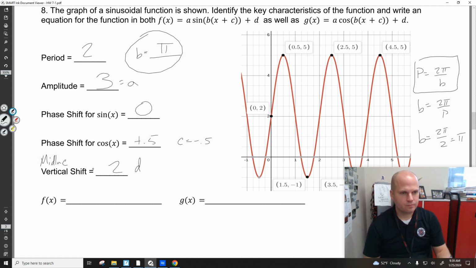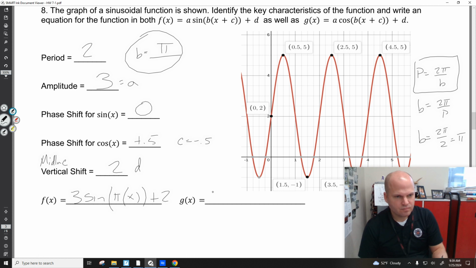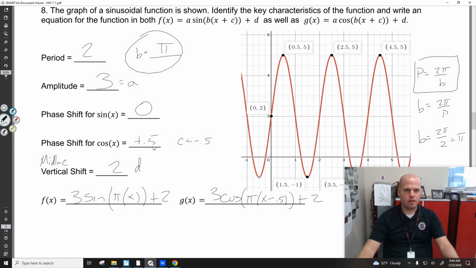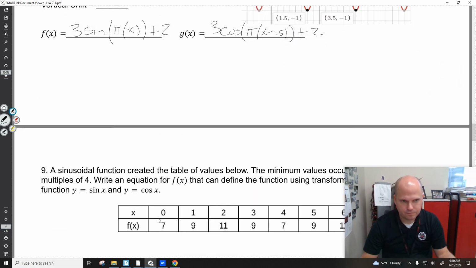Cool. So, A sine B, X minus nothing, no phase shift, plus D. A cosine B, X minus 0.5, plus D. X minus C, because I'm shifting to the right C. Graph both of these, and you have that graph.